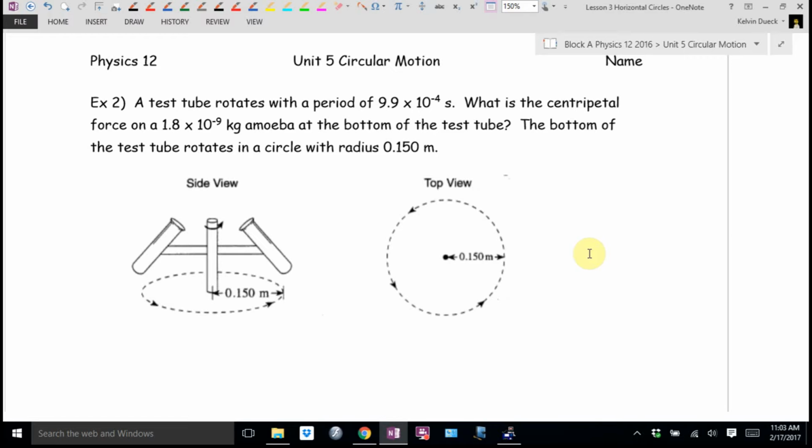Okay, anyways. What is the centripetal force on an amoeba at the bottom of the test tube? The bottom of the test tube rotates in a circle with radius 0.17 or 0.15. You might be saying, Mr. Duick, this looks slanty. While the test tube is slanty, I think the circle that we're translating out is exactly dead horizontal. What does this question want me to find? Which force? Centripetal force.